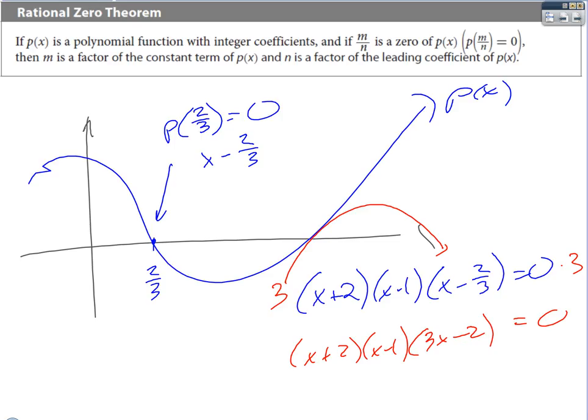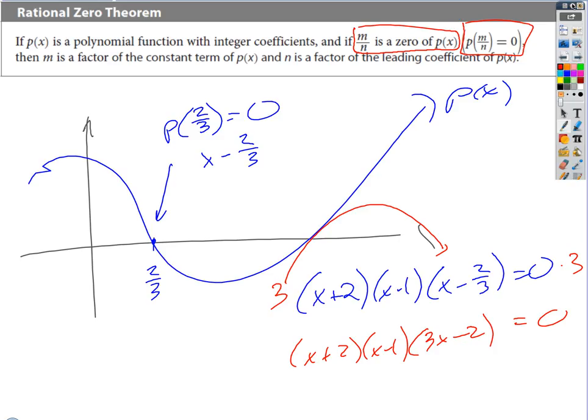So all I'm reinforcing here is that if m over n is a 0 of p of x, another way of saying that is p of m over n equals 0. But that's nothing new. We haven't added anything new yet. Here's the part that's new. If we get this rational 0 of our polynomial, and m is the numerator and n represents the denominator, then this has to be true. M has to be a factor of the constant term, and n has to be a factor of the leading coefficient. That's weird, but that's the rational root theorem.